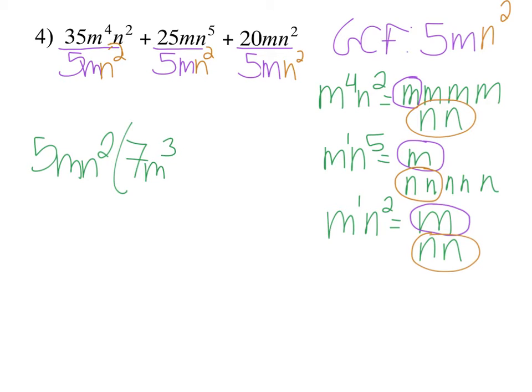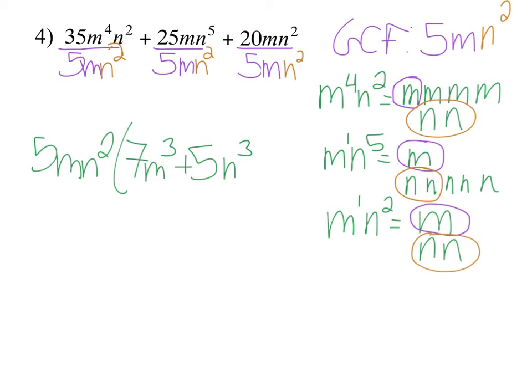And then I can move on to my next one. 25 divided by 5 gives me 5. The m and the m there are going to knock out. I'm not going to have any left over. And then I had n to the 5th, and I've removed 2 of them. So now I have n to the 3rd.